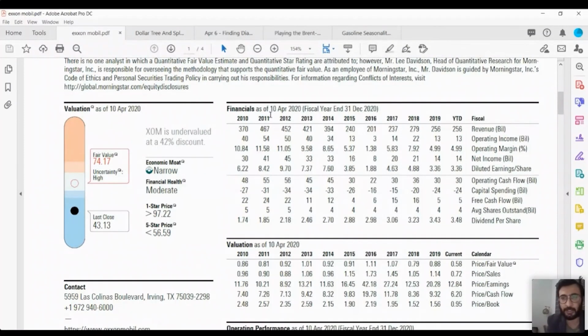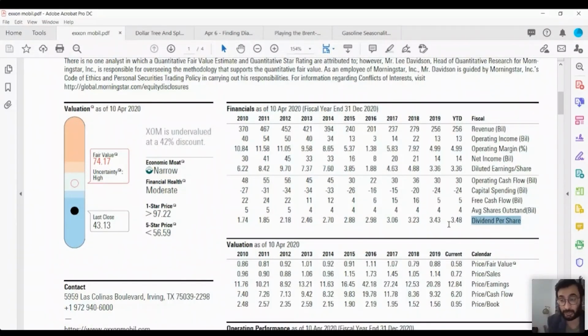So if you see the dividend per share here, ExxonMobil. From 2010 to year to date, the dividend per share has been increasing at a very steady pace. It's a good thing. If a company is giving you steady dividends, it's giving you a good dividend, and it keeps on increasing, it's a good thing.